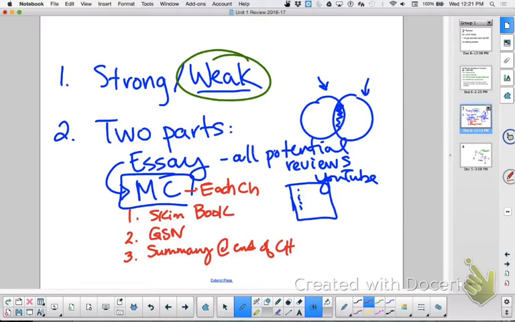Okay, then after I looked at the summary at the end of the chapter, the fourth thing I would do, any guesses? Yes. The multiple choice. I would do the multiple choice. And I wouldn't do all of them. I would do the odds.